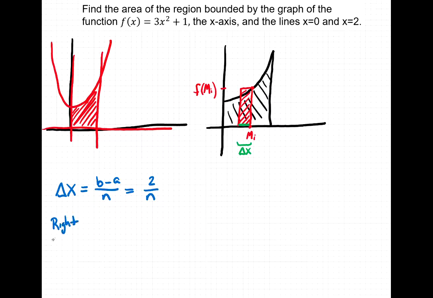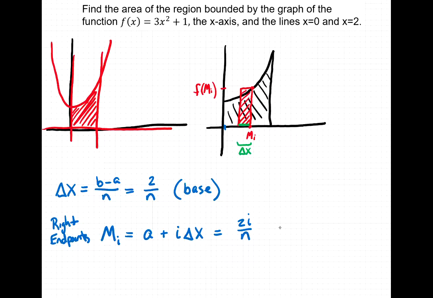The right endpoints. So these are the x values that we plug into the function to get the y values, which is the height. So each of these M's we plug into the function, and that gives us the height of the rectangle. And capital M sub i, well, our formula that we developed for this is a plus i delta x, which in this case, a is 0, because that's the beginning of the interval. The interval is 0 to 2. And delta x is 2 over n, so a plus i delta x in this case turns out to be 2i over n. Again, this is the x value that allows us to get the height.